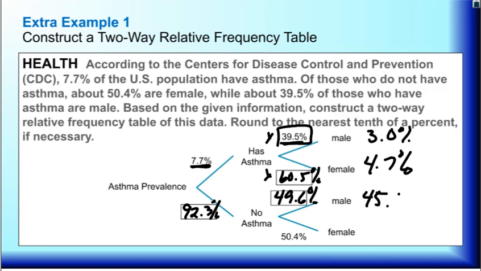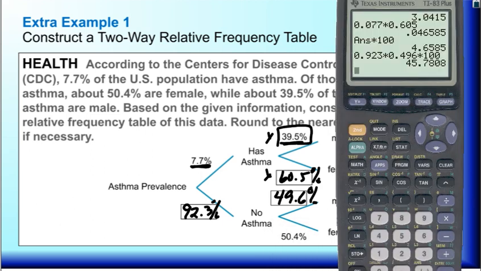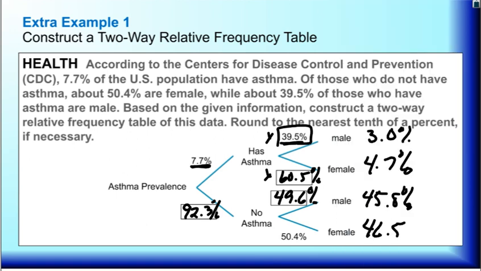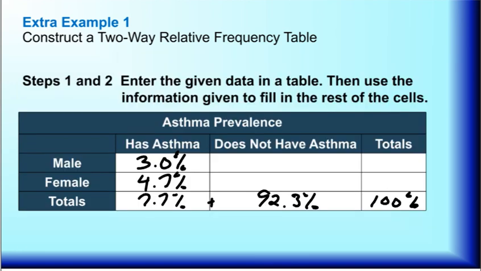So 45.8%. And then for female, we would take 0.923 times 0.504 times 100, which gives us 46.5%. Then we go back to our table. Males that do not have asthma was 45.8%, and females were 46.5%. And if you add straight down, you get your 92.3.